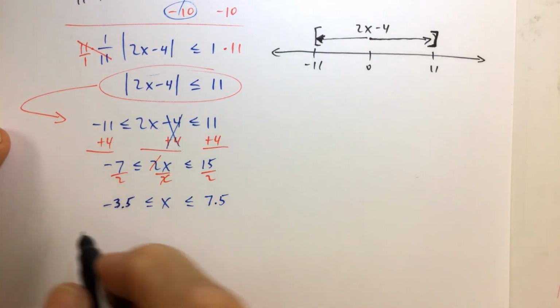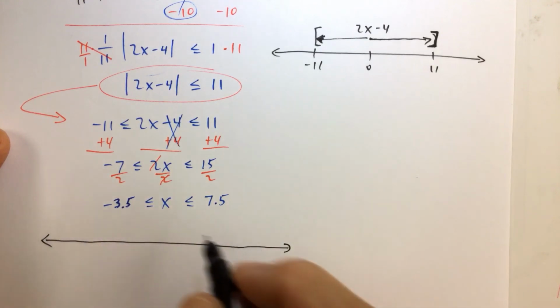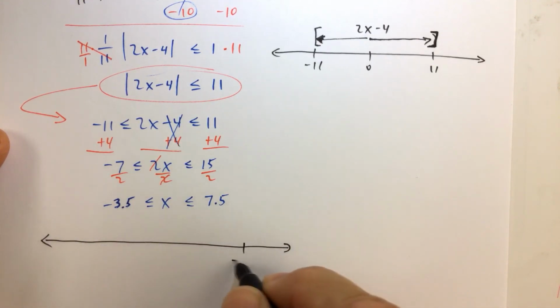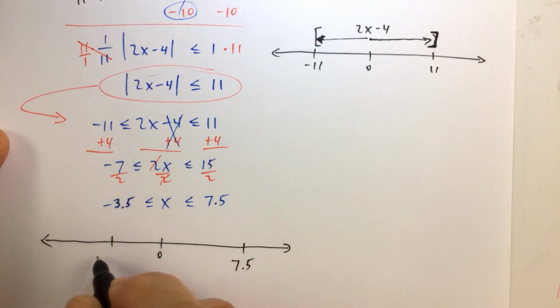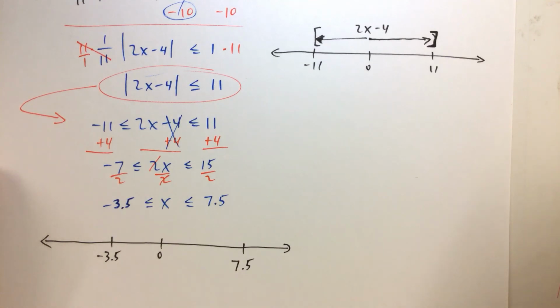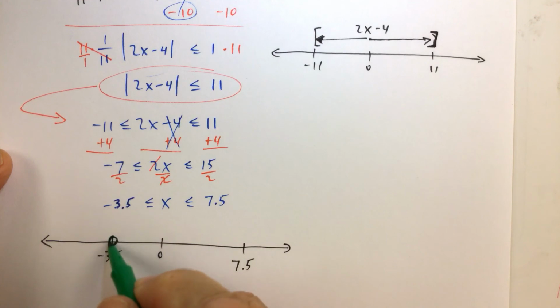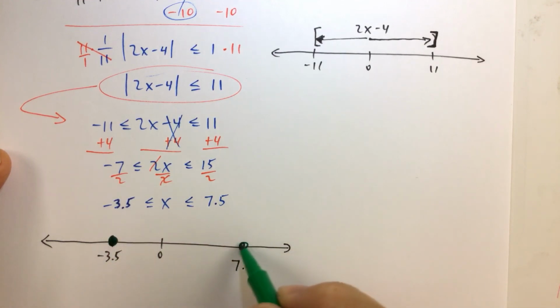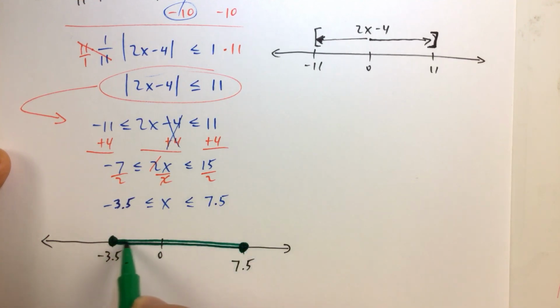So the number x represents the real numbers that are in between 7.5, and I'll put 0 over here, and then I'll put negative 3.5 right there. So our real numbers that make the original statement true are the real numbers in between and including negative 3.5 and 7.5. And that's it.